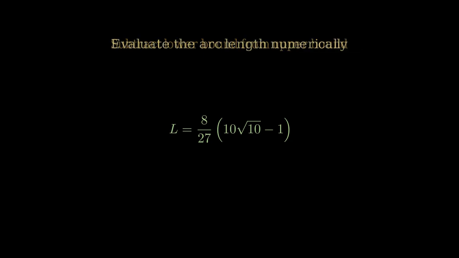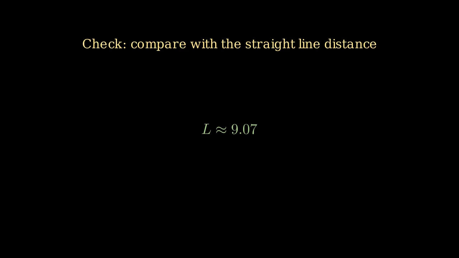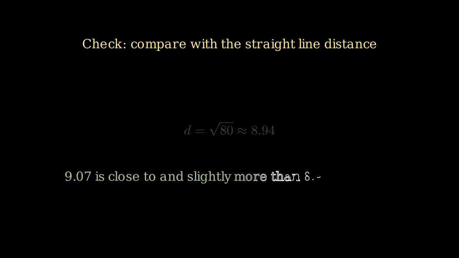Evaluating this numerically, 10 times the square root of 10 is approximately 31.62, so the arc length is approximately 9.07 units. To check this answer makes sense, we compare it to the straight line distance between the two endpoints of the curve. The straight line distance from the point 0, 0 to the point 4, 8 is the square root of 4 squared plus 8 squared, which is approximately 8.94 units. Since the arc length of approximately 9.07 units is a positive number and slightly longer than the straight line distance, the answer is sensible and confirmed correct.